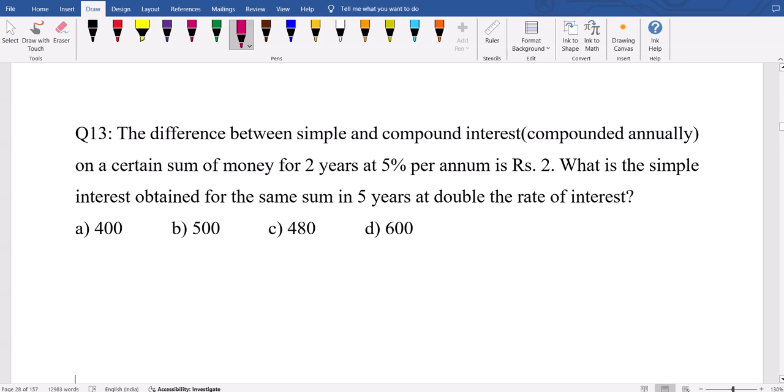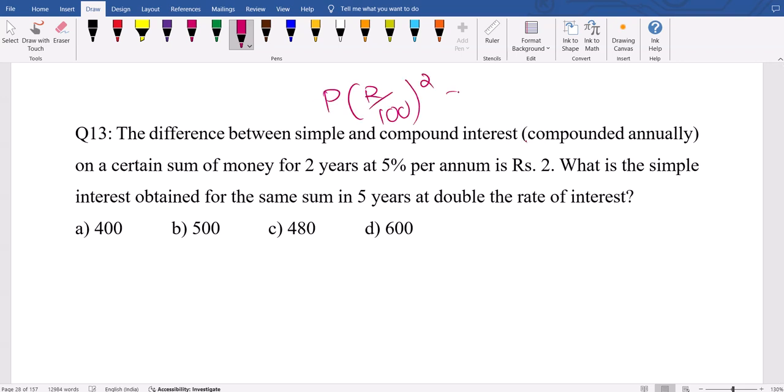If the difference between simple interest and compound interest is given, if you recall, we developed one formula, which is P into R upon 100 whole square for 2 years. For 3 years, into 3 plus R by 100 extra will come. The difference is given as 2. Principal we don't know. Rate of interest R value 5. Okay, this is 20 square, 400. 400 into 2, 800 is the principal.